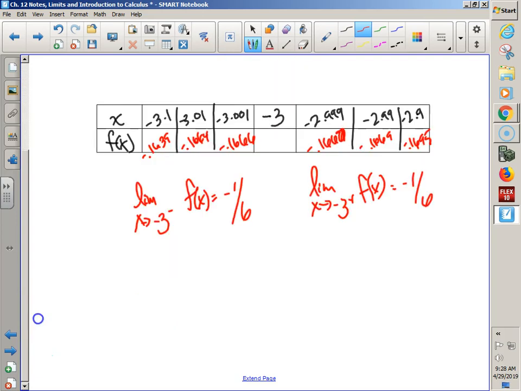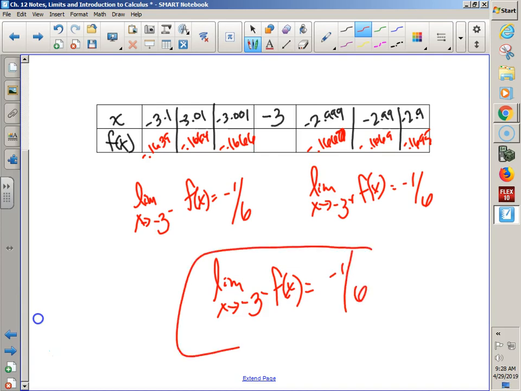So what can I say is the limit? Do they agree from either side? The approach. Guess what? The answer to the limit is -1/6. But Kyle, what happened when you plugged in -3? So question, is the limit always here? What was different? What was wrong? We'll have to talk about that tomorrow.